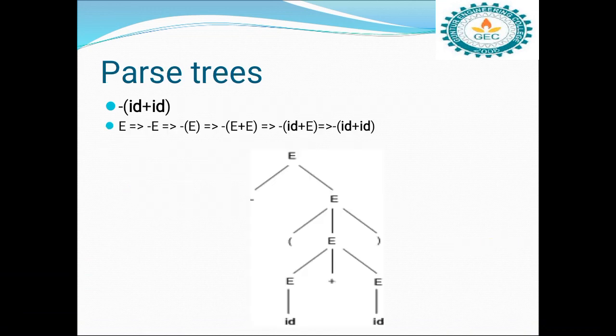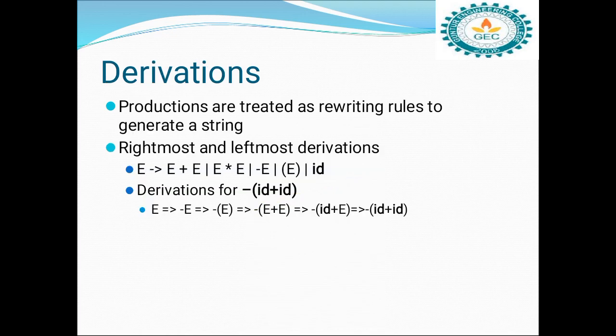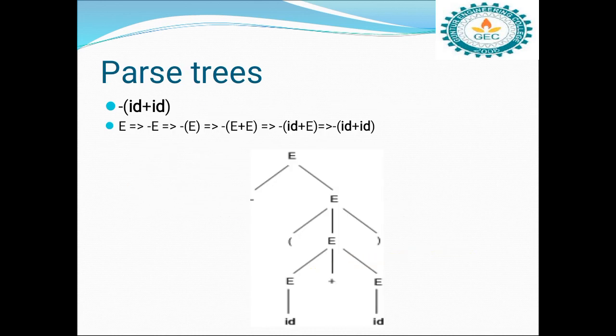Parse tree. So generate the parse tree using these productions: E tends to E plus E, or E star E, or minus E, or open braces E closed braces, and ID. So generate a parse tree and check whether the string is derivable or not, accepted or not. The string is ID minus open braces ID plus ID closed braces.